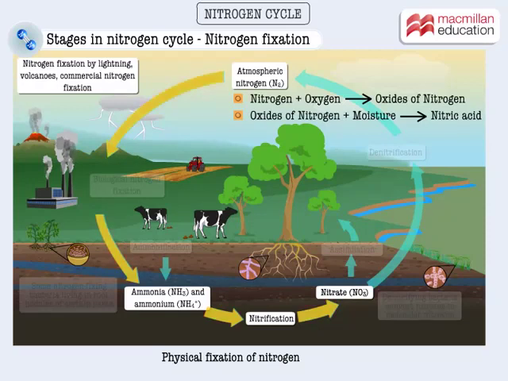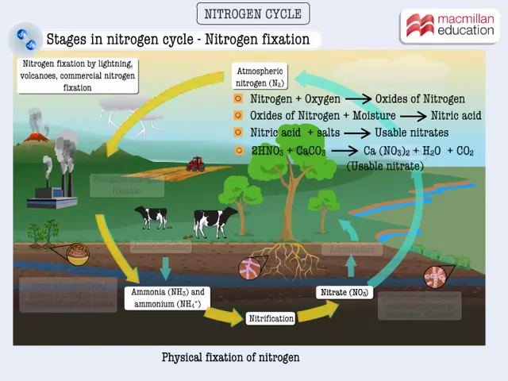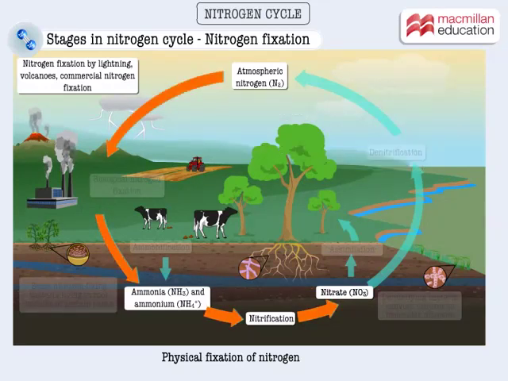These oxides mix with moisture and return to soil as nitric acid. Nitric acid further reacts with lime and such other salts present in soil to form nitrates. An example of the reaction is given here. Nitrogen is deposited from the atmosphere into soil, mainly through precipitation.